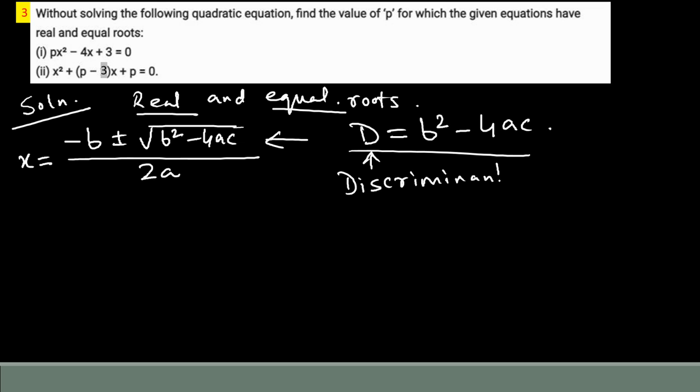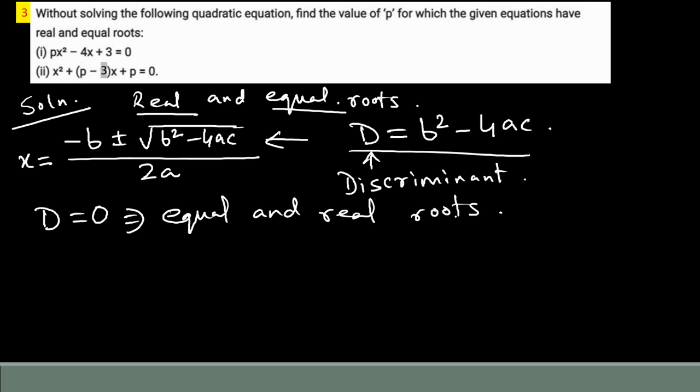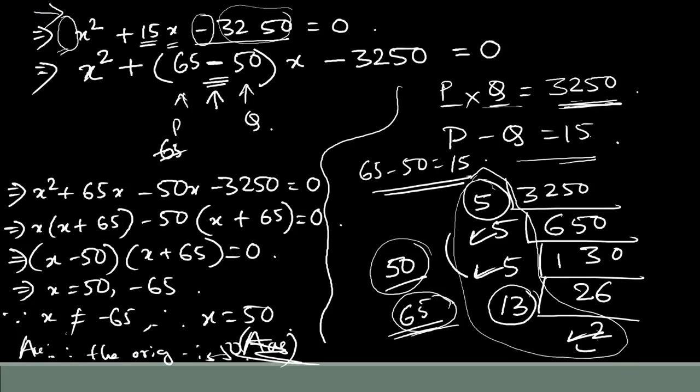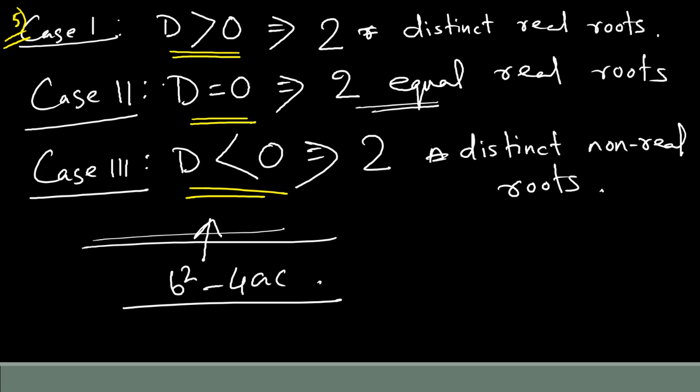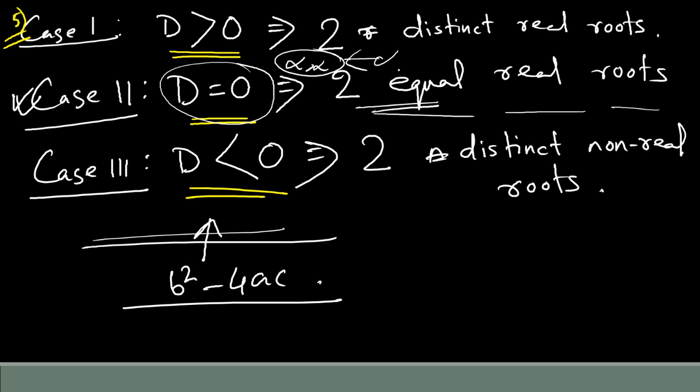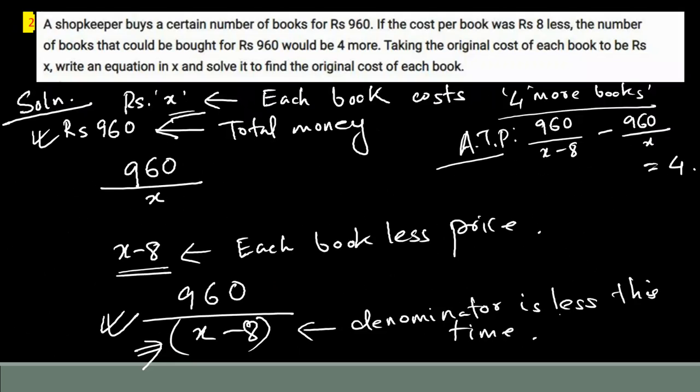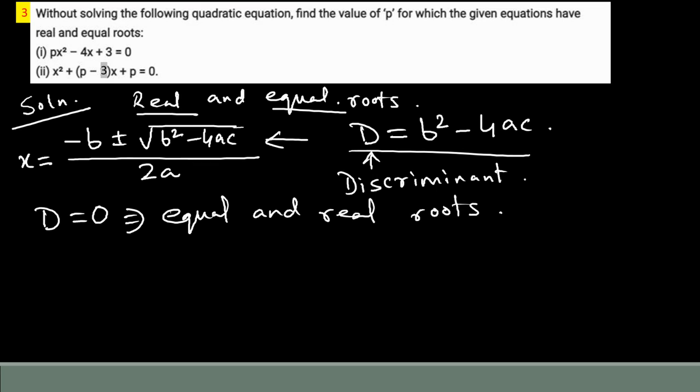And there was a special case that I wrote: when the discriminant D is equal to 0, then we get equal and real roots. Hope you remember this when I discussed it. Let me go back a little bit. Hope you remember this case 2. When D equals 0, we get two equal real roots. If one is alpha, the other is also alpha. Basically, that means you only get one root alpha, so equal and real roots.